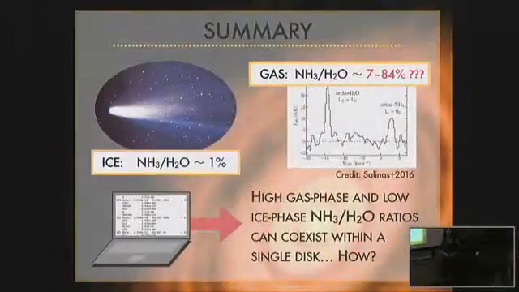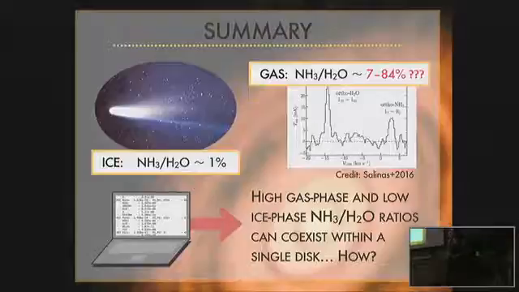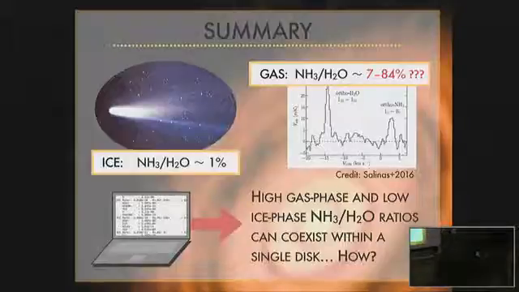So to summarize, this summer I have been investigating what seems to be a discrepancy between the ammonia to water ratio in the ice and the gas of protoplanetary disks. And what we have found is that it doesn't necessarily have to be a discrepancy at all. In fact, our models have proven that you can have simultaneously regions where you have a high gas phase ammonia to water ratio and a low ice phase ammonia to water ratio in these systems. And the real question we're asking, and will continue to ask, is just how.